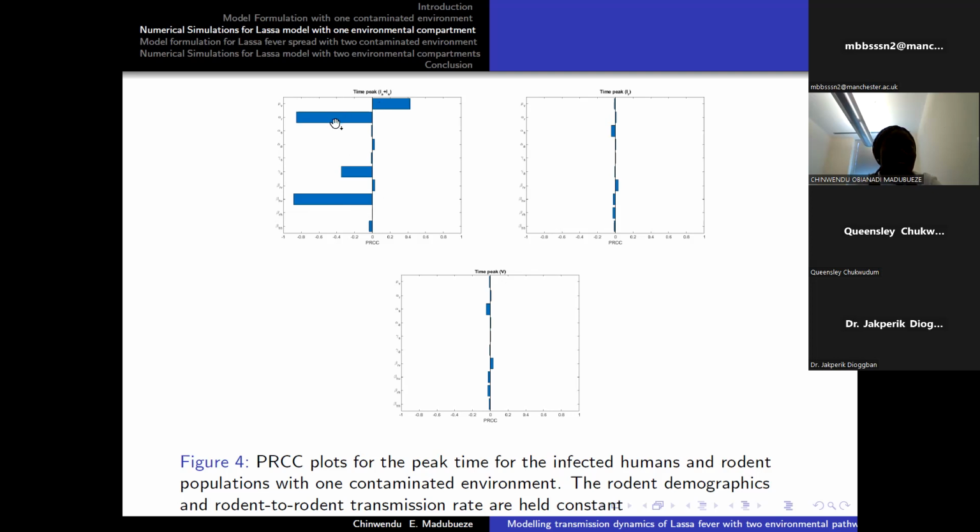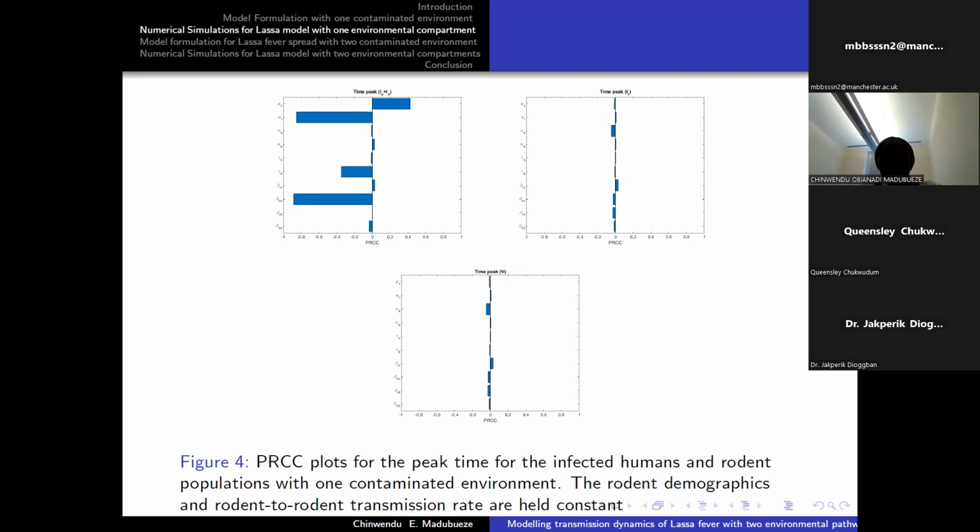And one of them is the shedding rate of the rats in the environment, and the transmission of human to the environment is also very important in order to control that. So from what we have here, this is what we consider one environment. But we say that our aim is to consider where we have two environments. Which of these environments is more important? Is it outside, or within, inside the house?